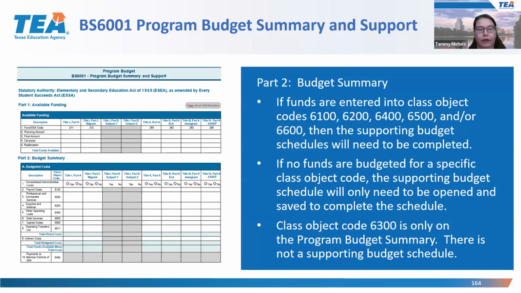by TEA. Then if you reap or transfer funds, as we discussed earlier, those funds will still populate under the original fund source, but you will budget them as you are using them under the program that they are being reaped or transferred to. And this is the only time that you complete the BS 6001. Once it's saved and completed with no errors, you will have access to the other supporting schedules.